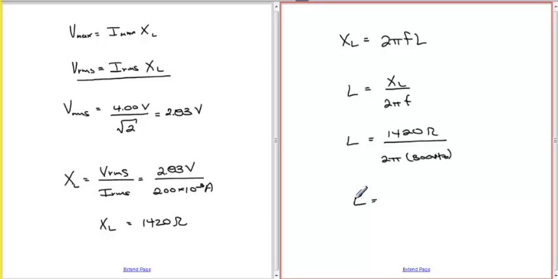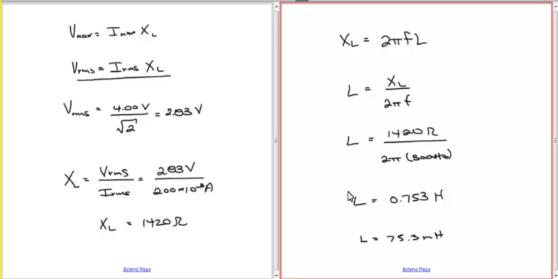1,420 divided by 2 divided by pi divided by 300 hertz. And that gives us 0.753 henries. Those are the units for inductance, henries. For capacitance, it's farads. And you could say that's 75.3 millihenries by multiplying by 1,000.